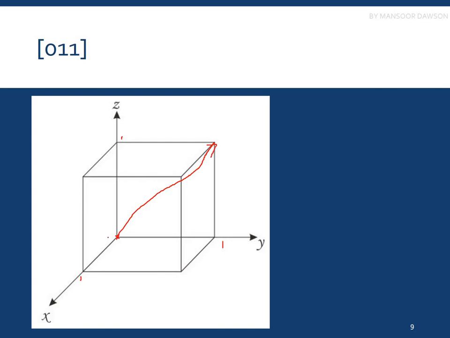Just draw a straight line. This arrow is not all straight, but you should draw a straight line from this point to the arrow. So this is your 0 1 1 point.